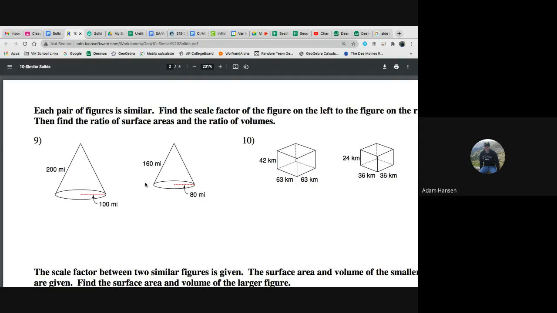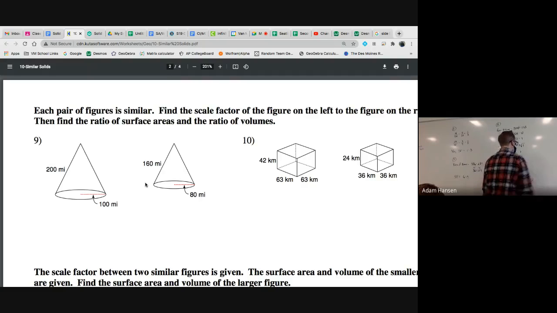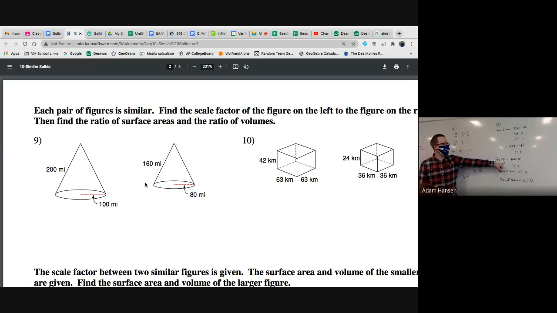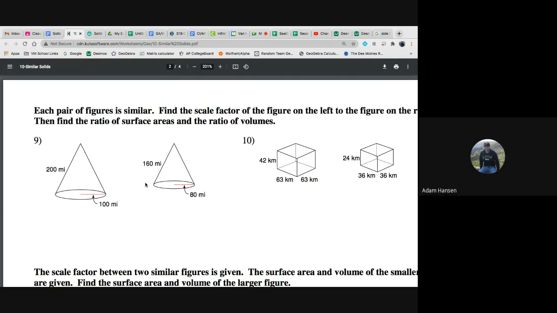We already use square units, so we square the scale factor to find the area ratio. How about the volume ratio? It's cubic units, so you take it to the third power. What's 5 to the third? 125. What's 4 to the third? 4 to the third is 64. 4 times 4 times 4, 16 times 4. If the side lengths are in a ratio of 5 to 4, the area is in a ratio of 25 to 16, and the volume is in a ratio of 125 to 64.